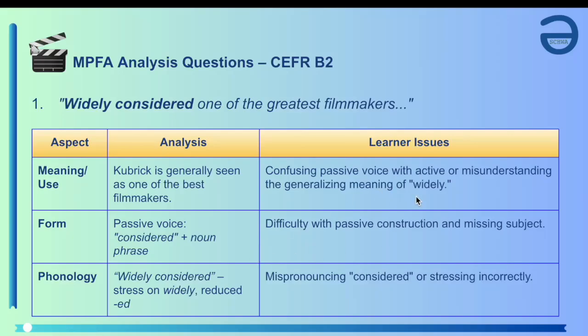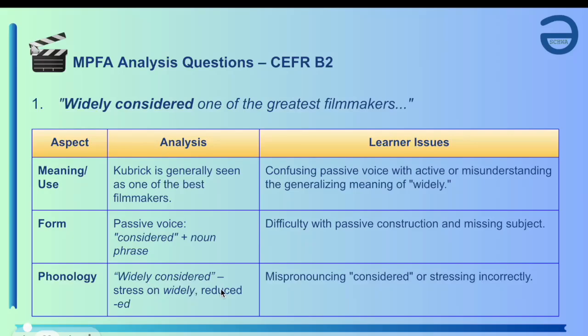Then in form, we can talk more about the passive construction and the missing subject. And we can include the form. You will get full points for including every single word that is part of the form, but you do not have to include anything that is beyond it, unless it is important to what you're describing in form.